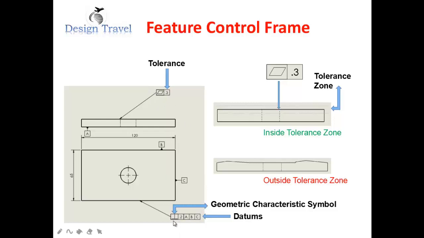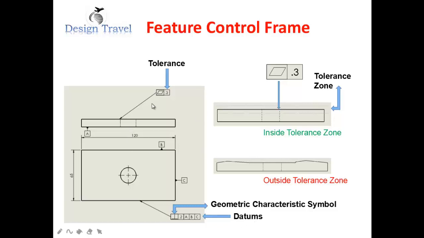The first box consists of one symbol, the perpendicular symbol, which is called the geometric characteristic symbol. The second is 0.2. This 0.2 and 0.3 specify tolerance. And the third ones, like A, B, C, the alphabets, indicate datums. Datums are nothing but the references used on faces, points or lines. I will explain datums in upcoming videos.